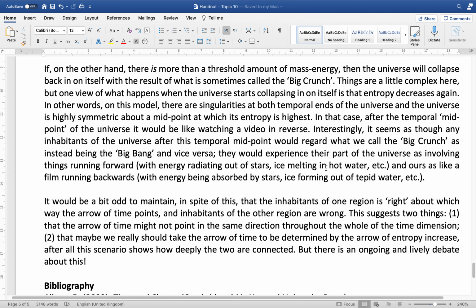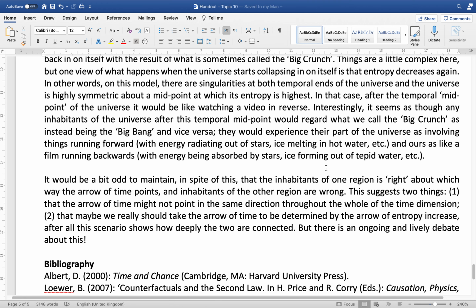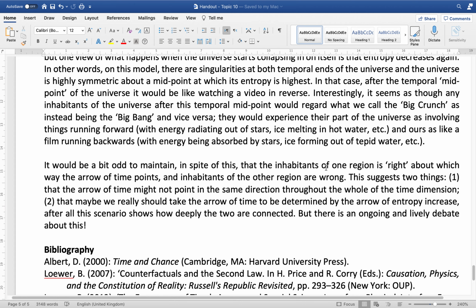And presumably they'd regard our end of the universe as like the film running backwards, so energy being absorbed by stars, ice forming out of tepid water, and so on. Now, this is a very interesting scenario, and it would be a bit odd to maintain that the inhabitants of one region are right about which way the arrow of time points, and the other inhabitants of the other region are wrong.